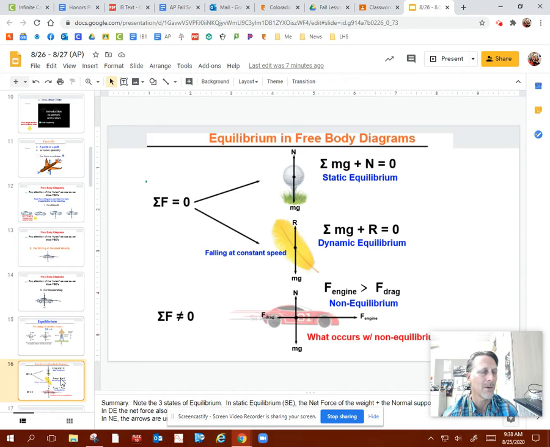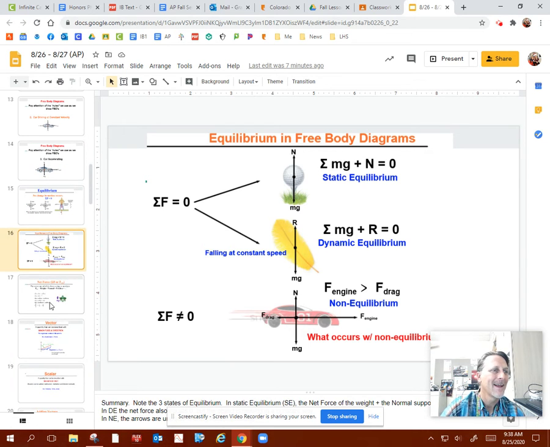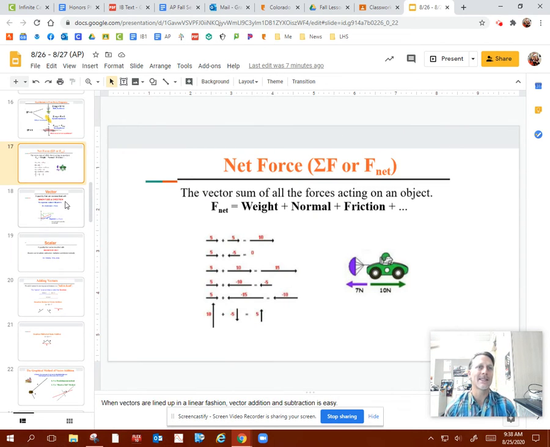It's moving equilibrium. But notice the picture of the car, because the forces are actually not balanced. The force of the engine is bigger than the force of drag, or the resistance force, then we're in a state called non-equilibrium. And whenever we're in non-equilibrium, there is acceleration happening. Next picture shows you some basics about net force.